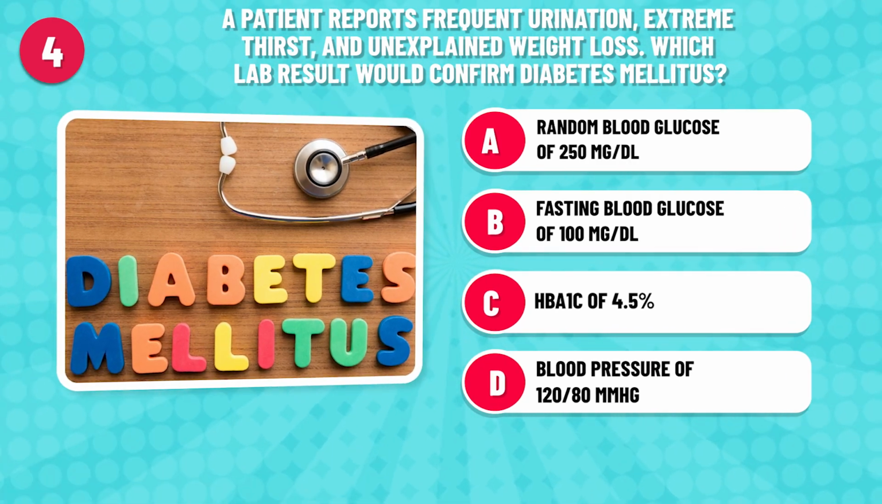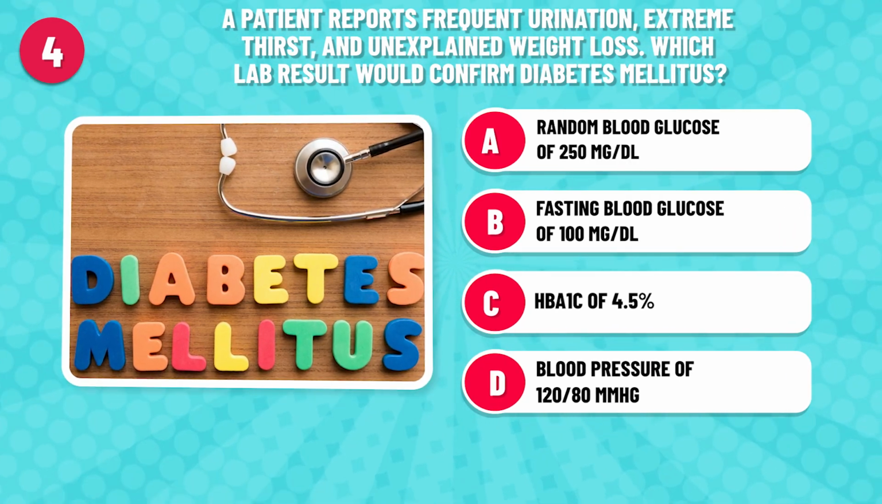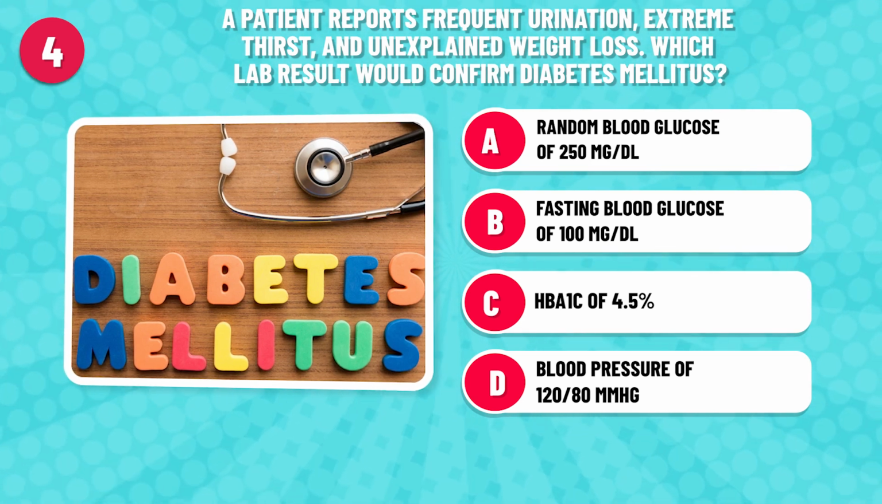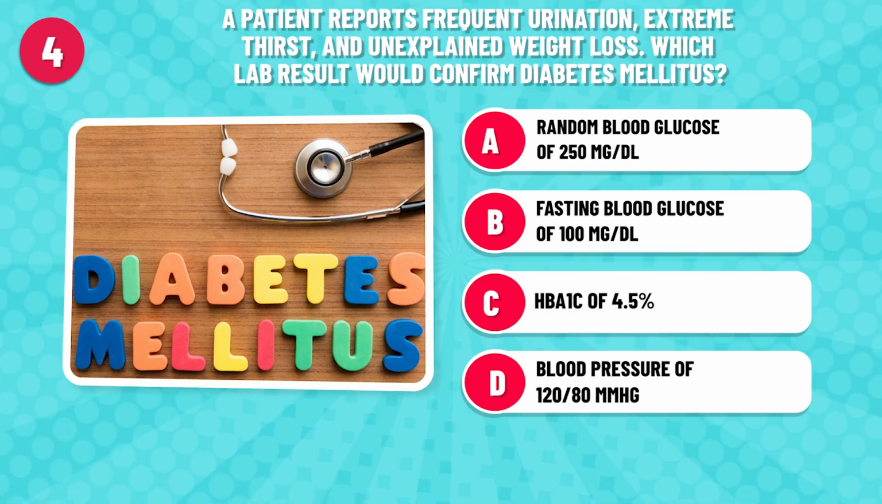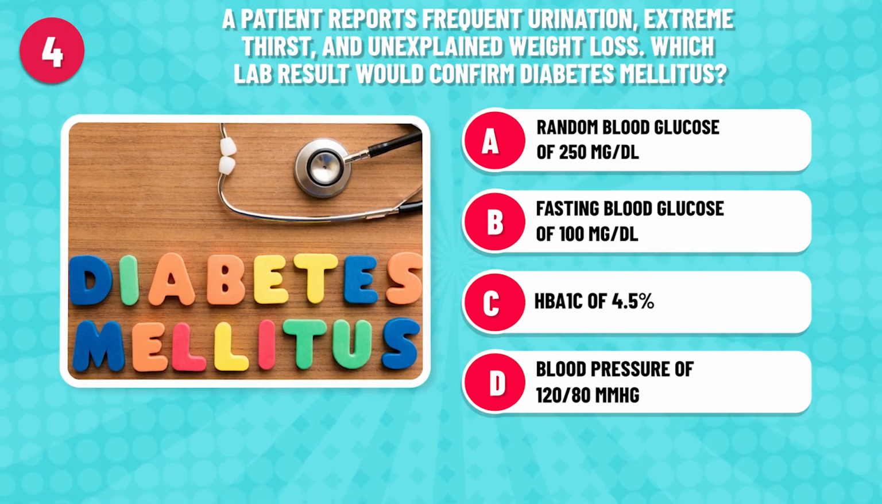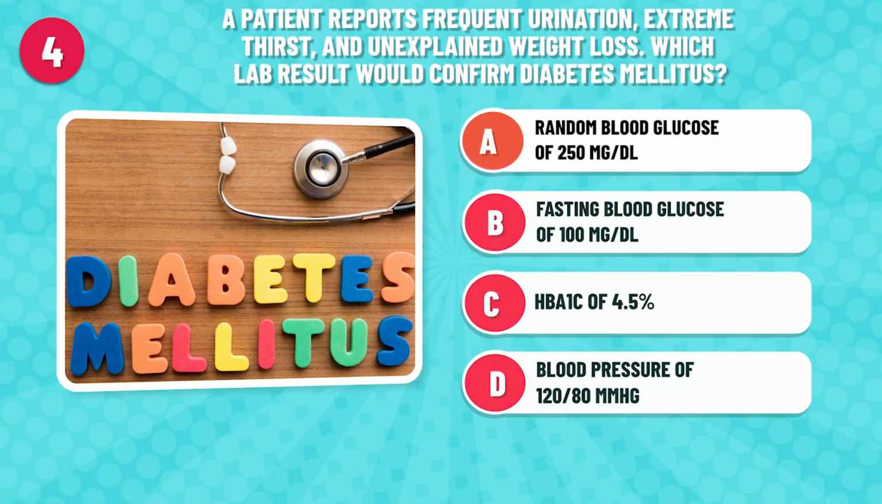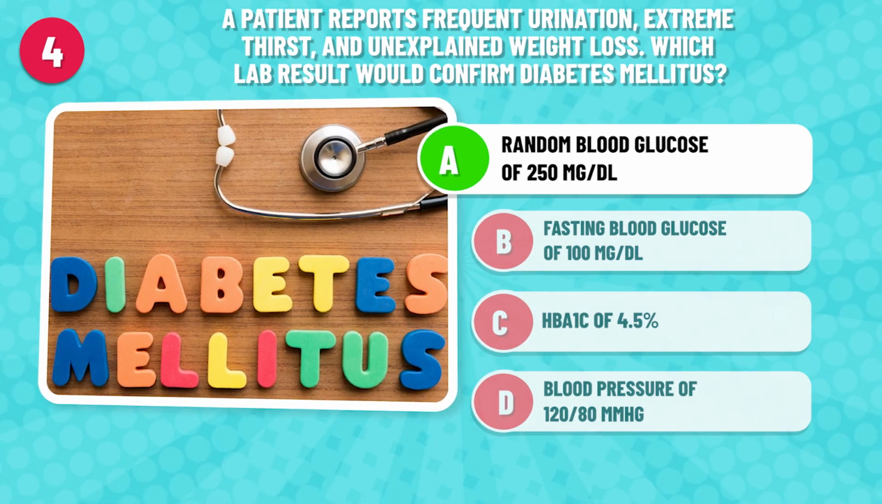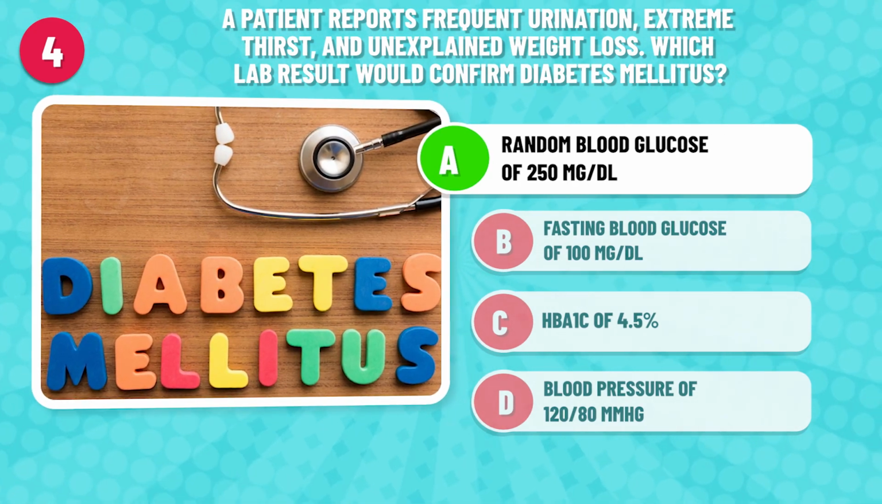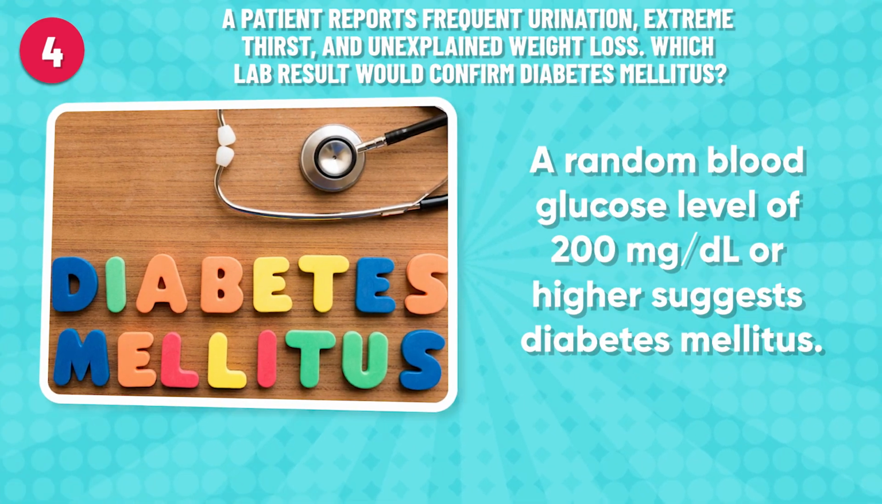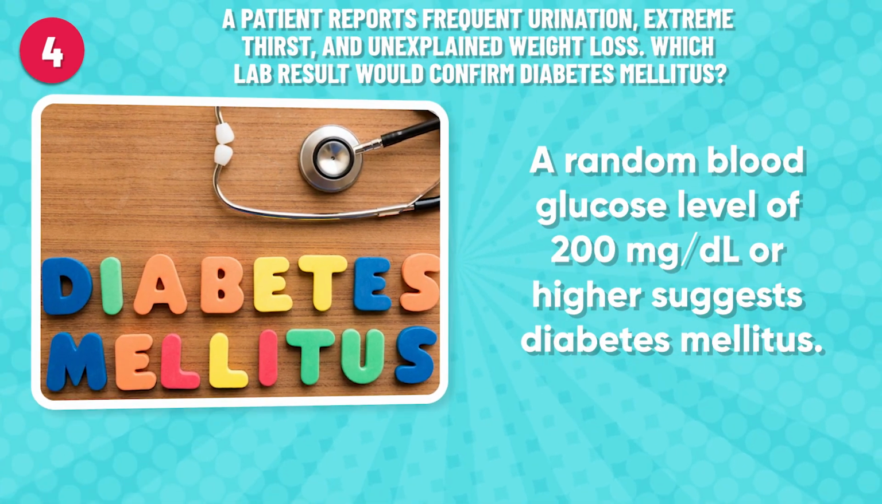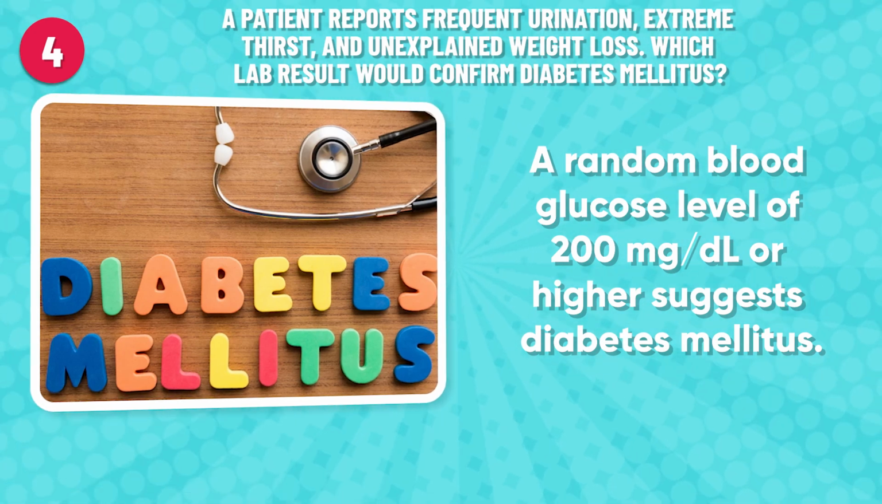A patient reports frequent urination, extreme thirst, and unexplained weight loss. Which lab result would confirm diabetes mellitus? It's A. Random blood glucose of 250 milligrams per deciliter. A random blood glucose level of 200 milligrams per deciliter or higher suggests diabetes mellitus.